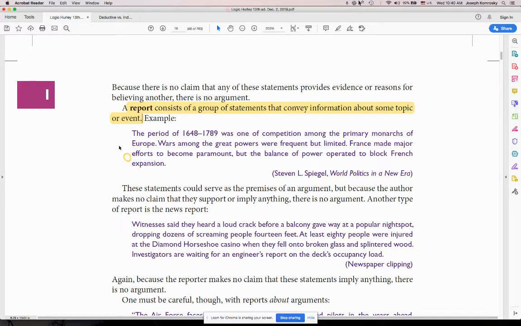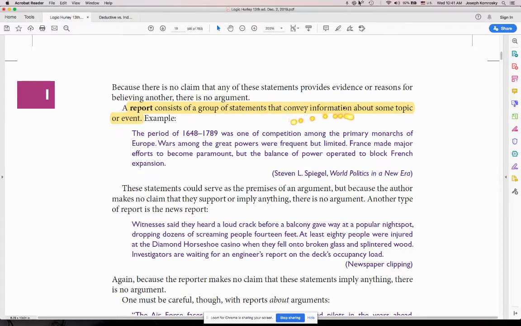But like a journalist's job, let's say there's a fire out in Temecula where I live, and a reporter comes up and says, oh, the fire started at 8 o'clock in the morning, blah, blah, blah. And they're just giving you facts, right? They're just giving you a report. So you can read this example.